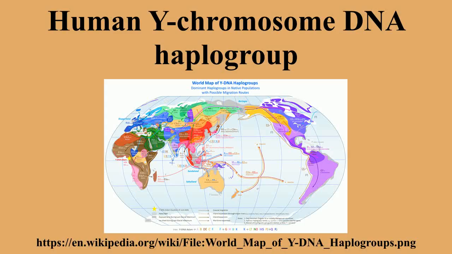Haplogroup NO, 35 to 40 KYA. Haplogroup N is found in northernmost Eurasia, especially among the Uralic peoples. Haplogroup N1. Haplogroup O is found in East Asia, Southeast Asia, and the South Pacific. Haplogroup O1. Haplogroup O1a is found in eastern and southern China, Taiwan, and Southeast Asia, especially among Austronesian and Tai-Kadai peoples.